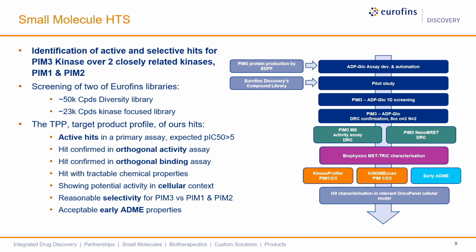For this HTS, we had a TPP, a target product profile, quite early at this stage. We wanted active hits in the primary assay, ADP-Glo. We wanted the hits to be confirmed in the orthogonal mass spec assay, and also confirmed in the binding assay, the biophysics approach. We also wanted these hits to be chemically tractable, with the possibility to generate IP and innovative scaffolds. We also wanted the compounds to be active in a cellular context, in this case in a NanoBRET assay. And at the end, we wanted some selectivity, if possible, and also compounds with acceptable ADME parameters.